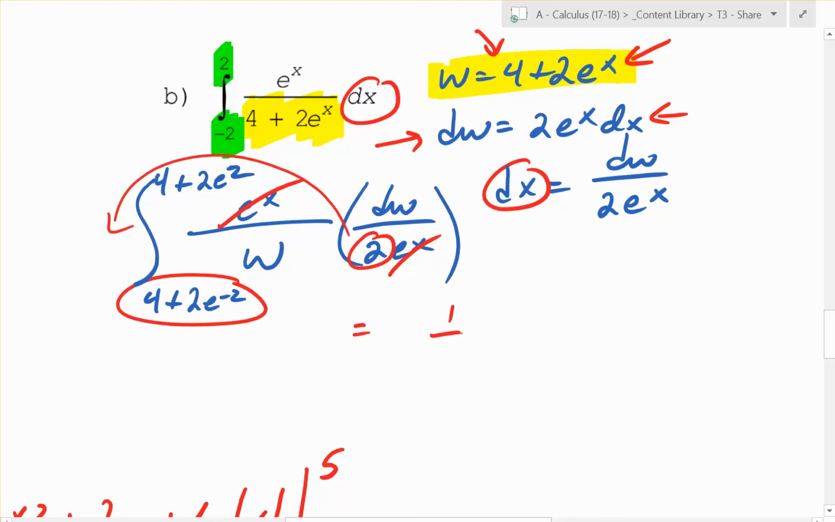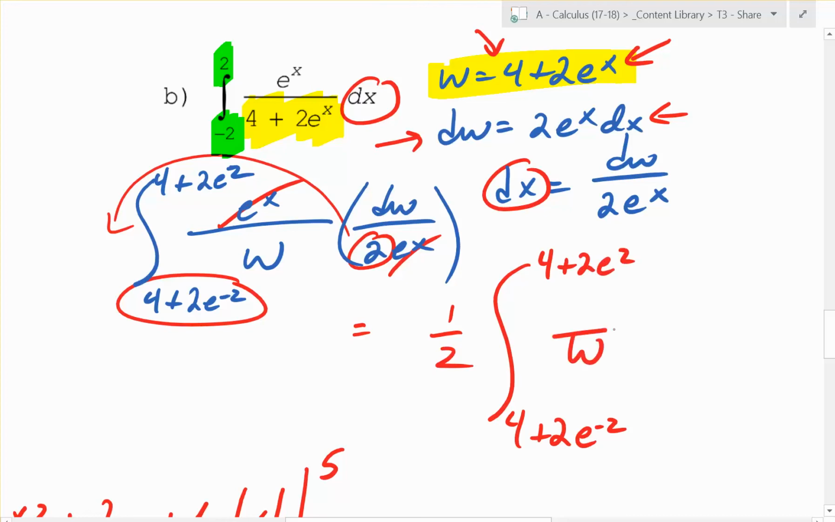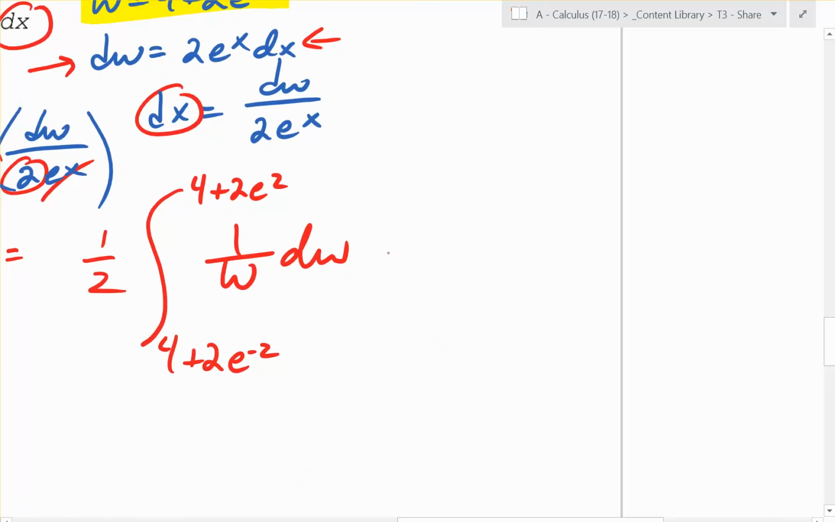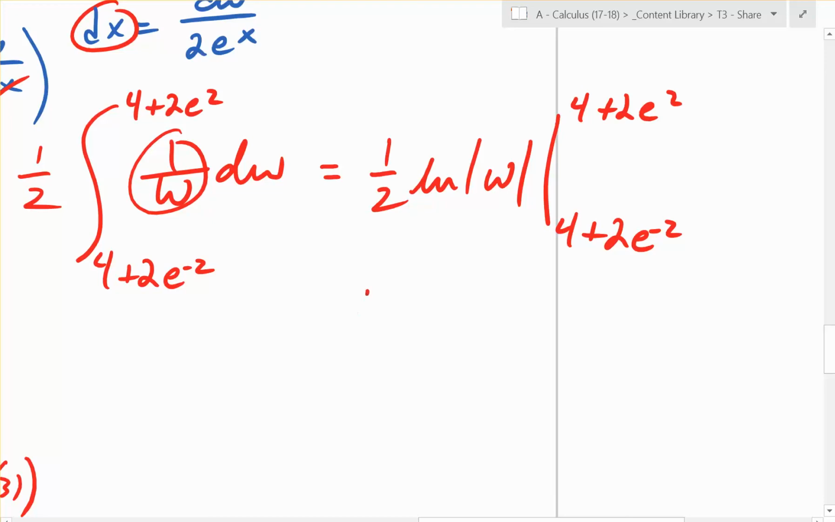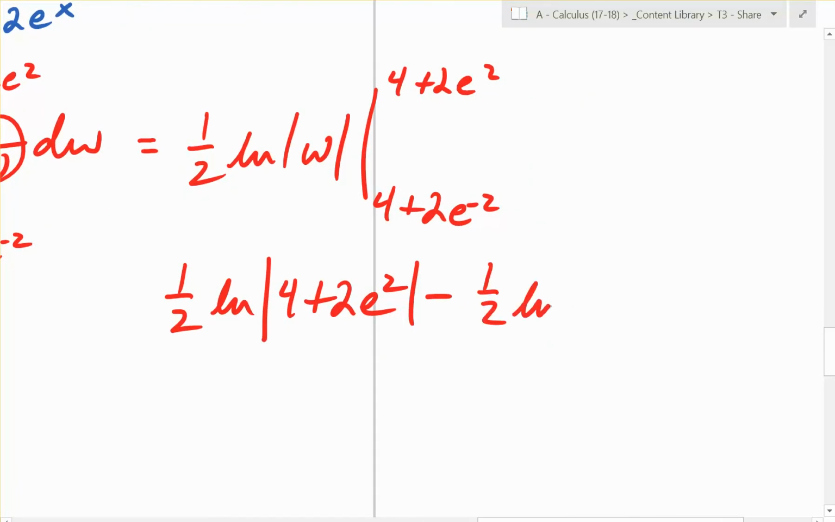So you end up with 1 over 2, the integral from 4 plus 2e to the negative 2 to 4 plus 2e to the 2, of 1 over w dw. Well, this is kind of nice because we know the integral of that. The integral of 1 over w is just ln of the absolute value of w. So from 4 plus 2e to the negative 2 to 4 plus 2e to the 2. So what do you end up with? 1/2 ln of 4 plus 2e squared minus 1/2 of ln of 4 plus 2e to the negative 2.